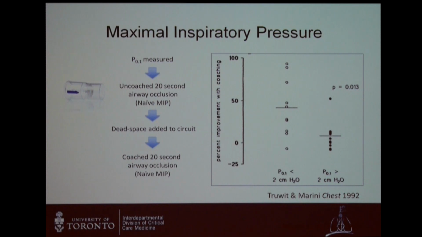And Marini and Truitt showed in the early 90s that this can be measured with good reliability even in non-cooperative ventilated patients. What they did was they measured airway occlusion pressure. Then they didn't tell the patients what they were doing. They basically told them it was going to be tough to breathe. They put the one-way valve on the tip of the endotracheal tube for 20 seconds. The patients progressively made bigger and bigger efforts.